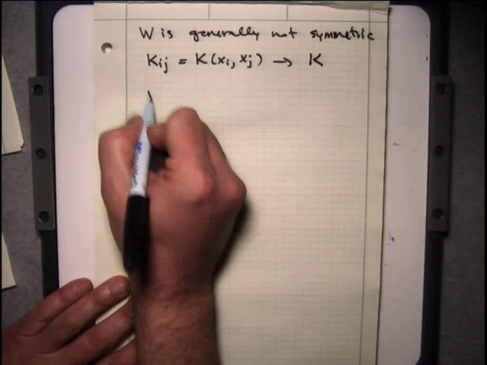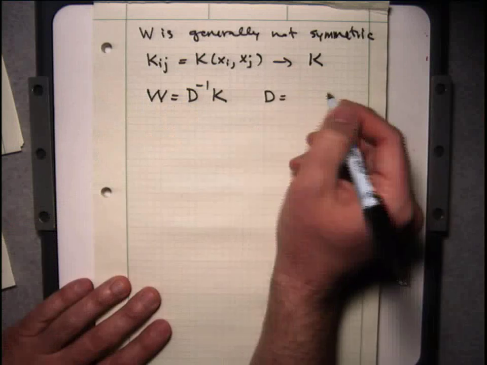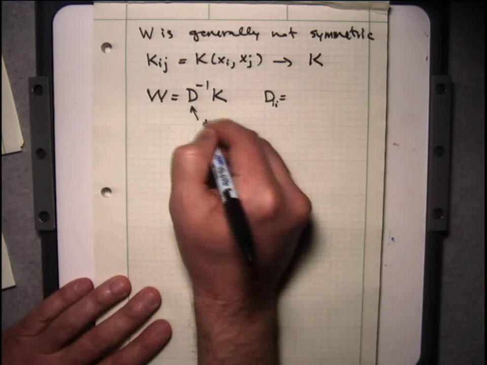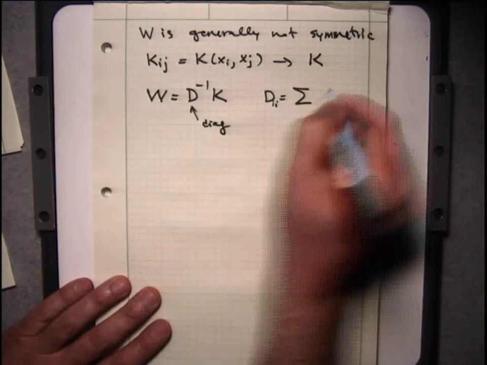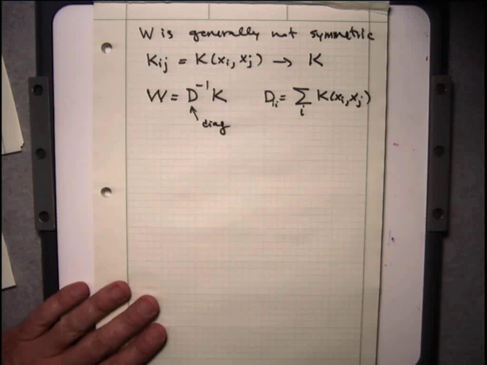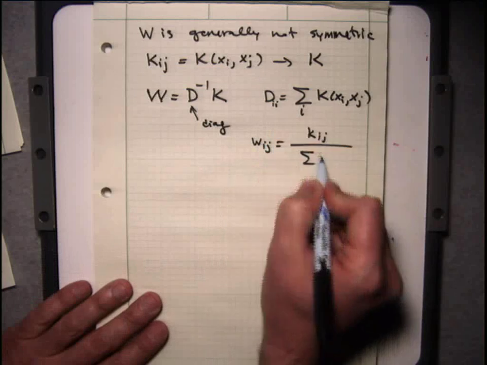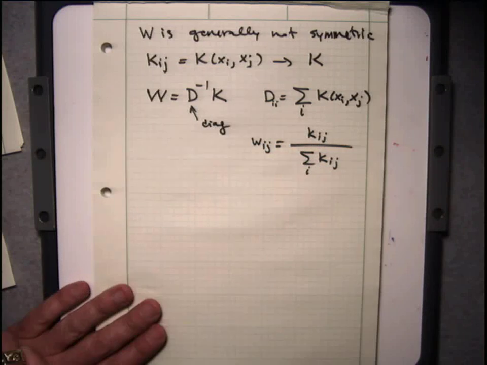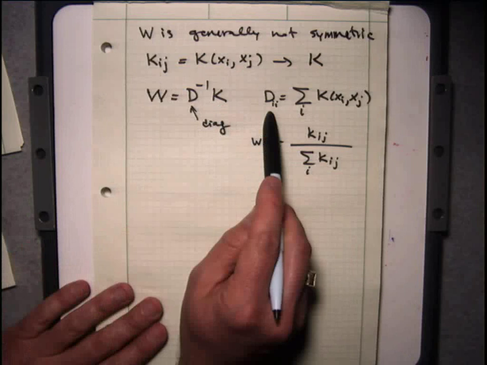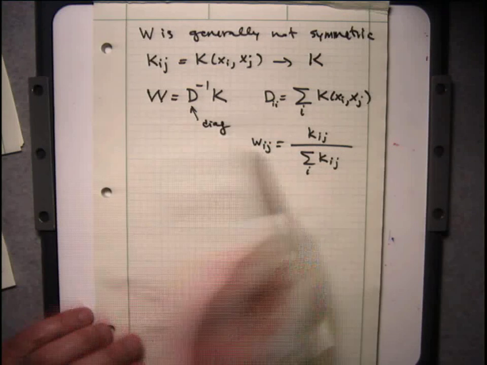The matrix W turns out to be D inverse times K, where D is a diagonal matrix with D_ii equal to the sum of k(xi, xj) over i. Why is that? Because wij is kij divided by the sum of kij over i. This was the definition of W. So if K is a matrix with these elements and D is a diagonal matrix where the diagonal elements are these normalization factors, then obviously D inverse K is going to give me exactly the matrix W, right?